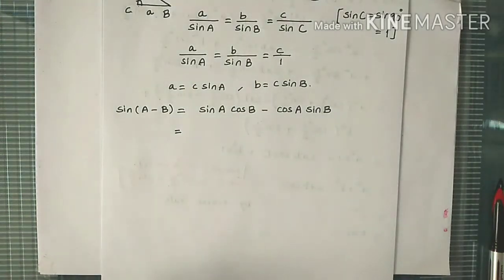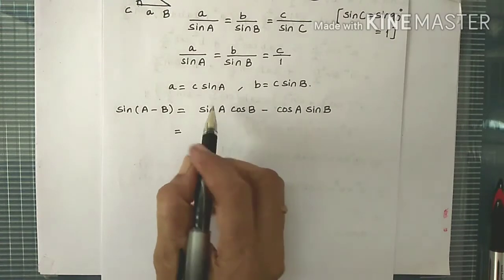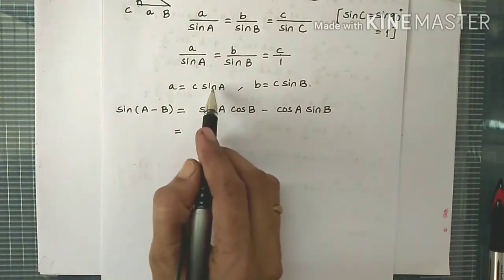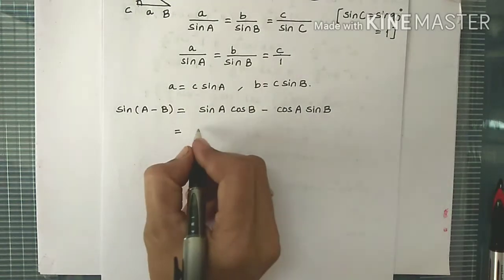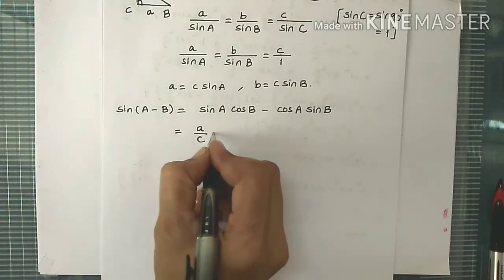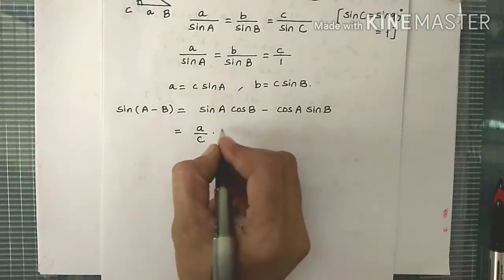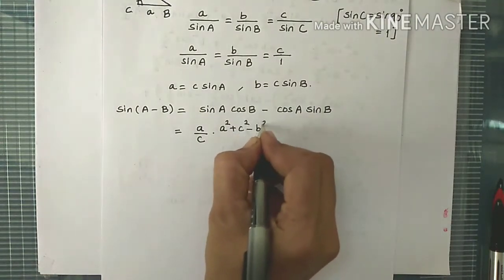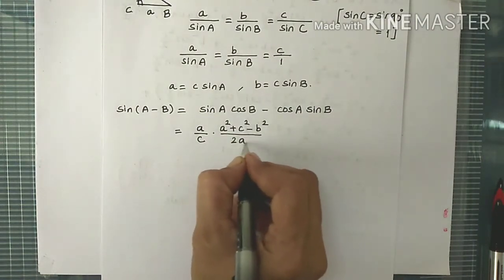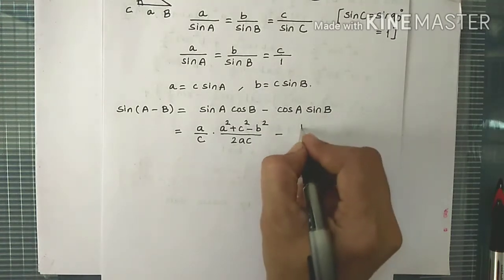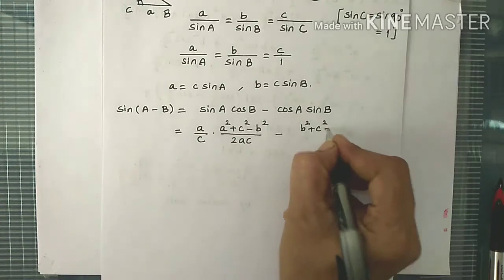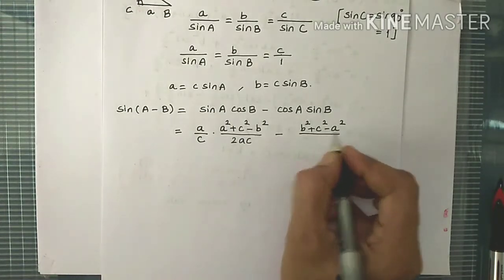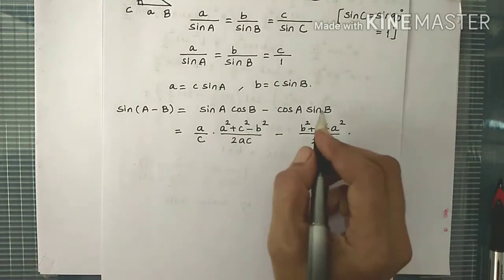Remember, we want this to be A square minus B square upon A square plus B square. So we have to convert this term into small letters. Now for sin A, here we have A equal to C sin A. So sin A equals A upon C. So let's write sin A as A by C. For cos B, we can use cosine rule. So by cosine rule, it is A square plus C square minus B square divided by 2AC. Minus cos of A is B square plus C square minus A square divided by 2BC into sin B.